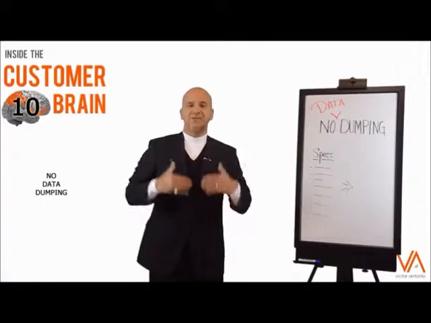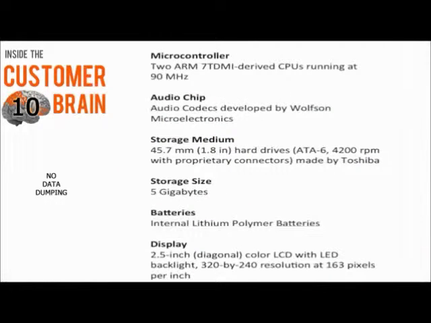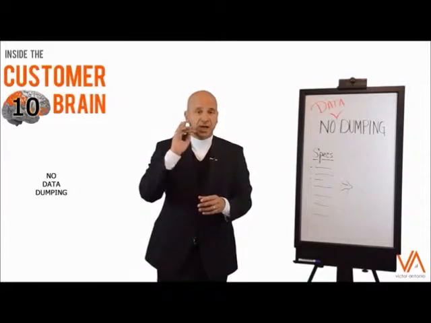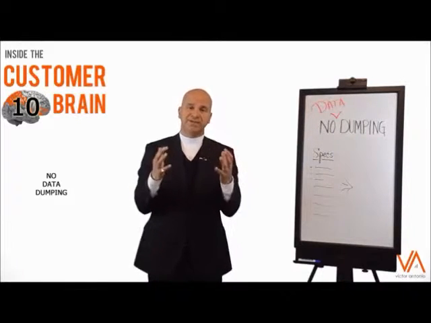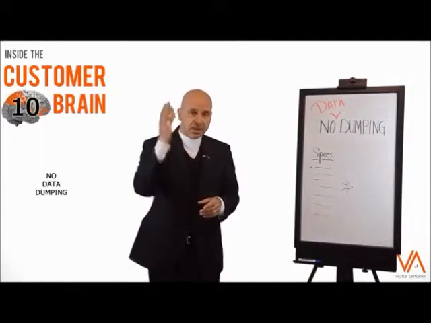When he first announced the iPod, did he show you all the data that looked like this? Did he talk about the ARM7 TDMI? Did he talk about the audio codecs? Did he talk about storage mediums and all that data? Did he talk about the large size 5 gigabytes? No, he didn't. Did he talk about batteries? What type of batteries? Did he talk about the displays? No, he didn't. See, Steve Jobs understood that he had to give you the big picture first because that's what really mattered. So what he did, he showed you the picture of the iPod.